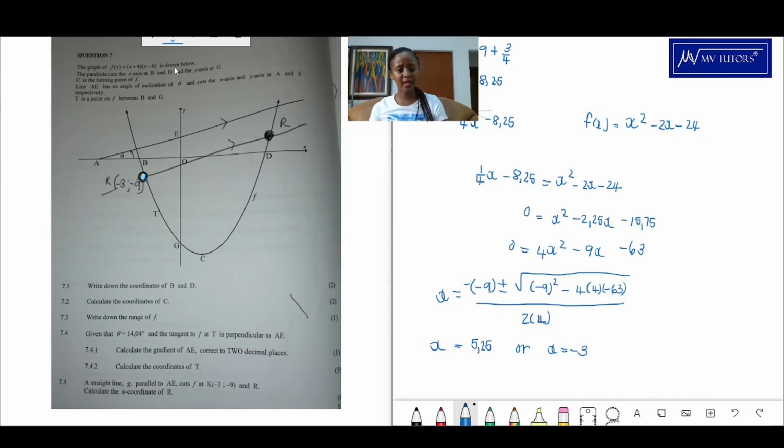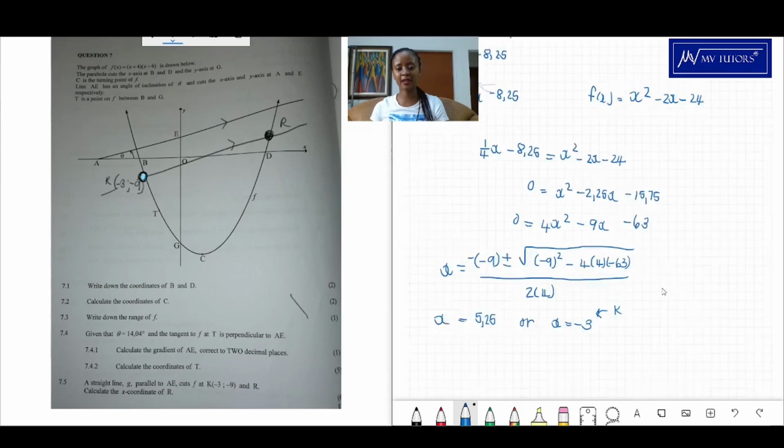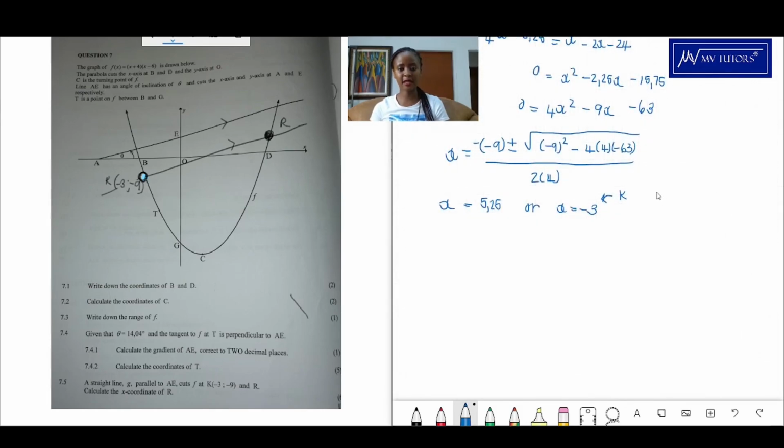Okay, so I see k. This is the k value, the x value for k. So we're not really looking for k. We already have k. I'm not going to continue with that. Okay, so we're not going to look at that one. We're going to focus on 5,25.